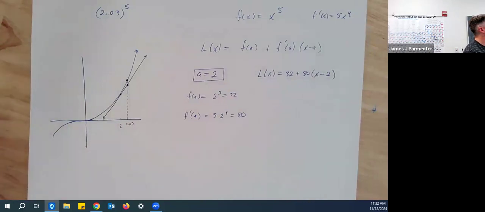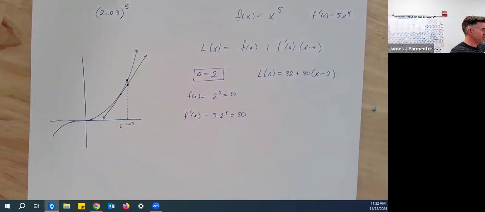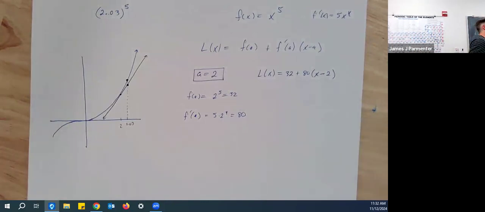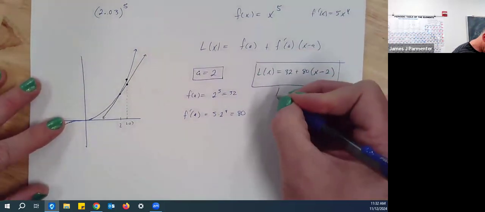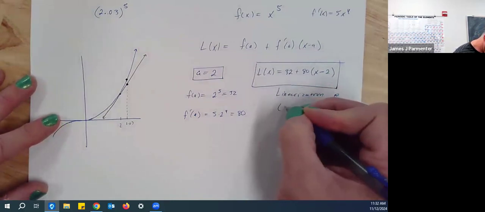Now I want to point out, simplifying this is a bad idea. If I'm trying to use this to estimate what happens when x is equal to 2.03, it's not helpful for me to multiply this out and get 80x plus 32 minus 160. I don't want to find 80 times 2.03. I want to find 80 times 0.03 because that's just easier. Okay, this one maybe I'm exaggerating how much more difficult it is, but in general it is almost always better to not mess with this at all. So leave this as is. There's our linearization at the point 2, 32.